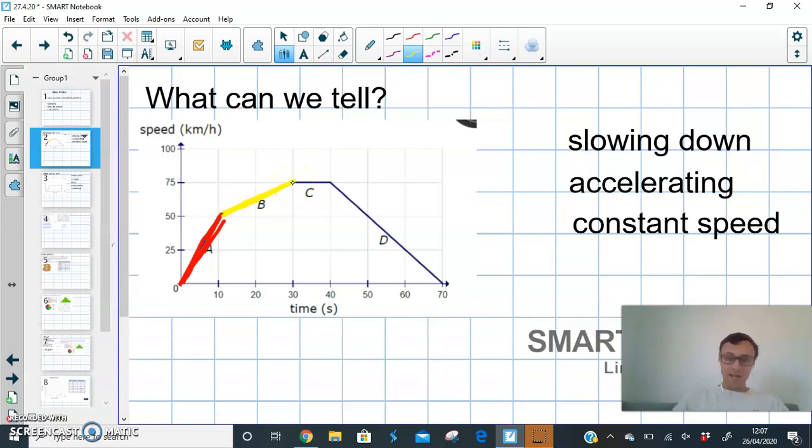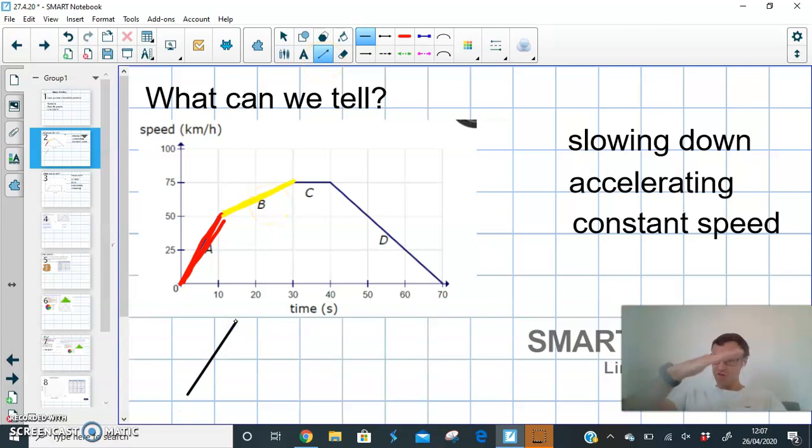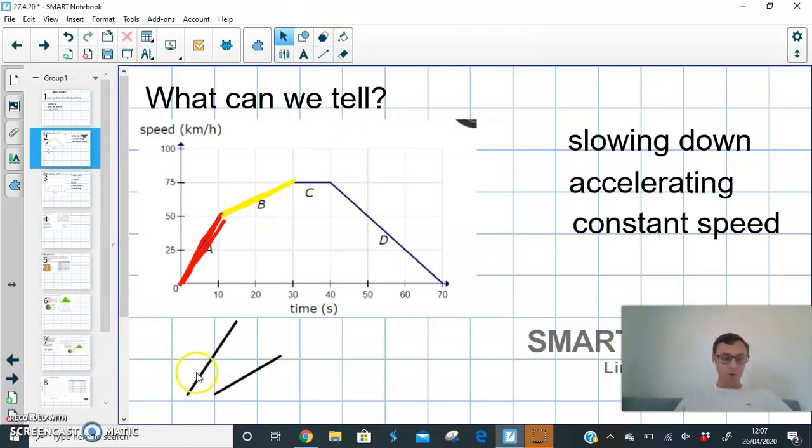However, point B is a slower acceleration than point A, because if we look at the gradient, that's the steepness of the graph, the gradient of A is very steep, whereas the gradient of B is more like that. So we can tell that point A is quite steep, so it's a quick acceleration, and point B is more of a slope. It's not quite as steep, therefore it's a slower acceleration.